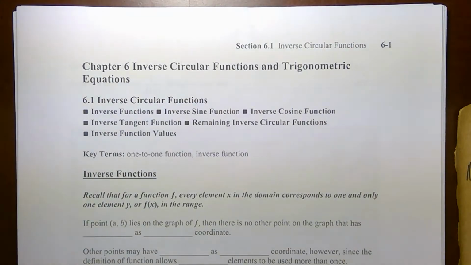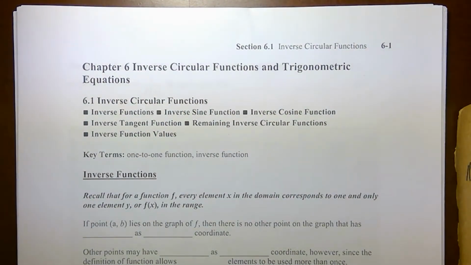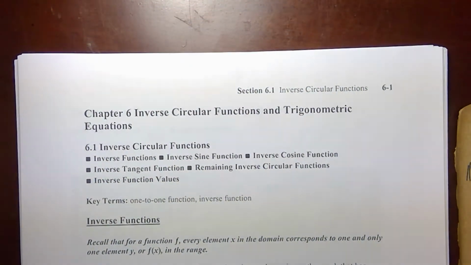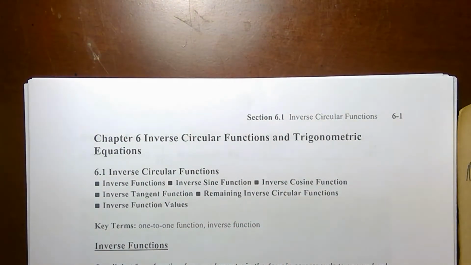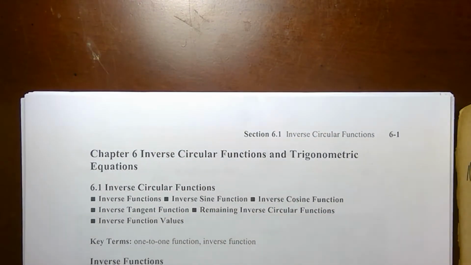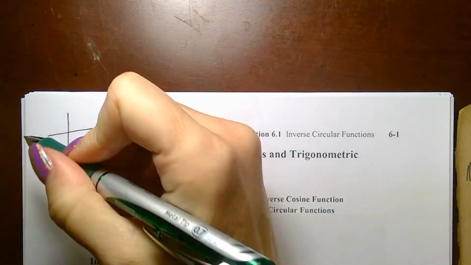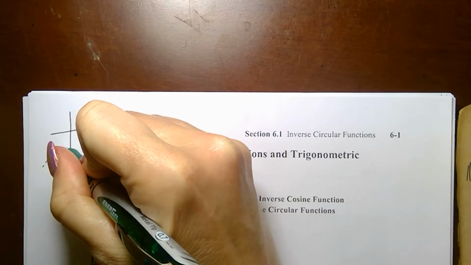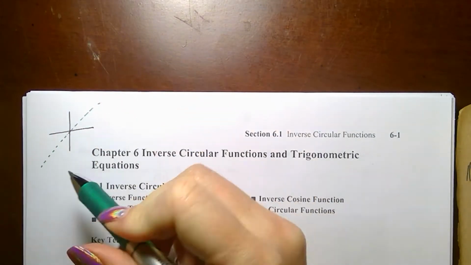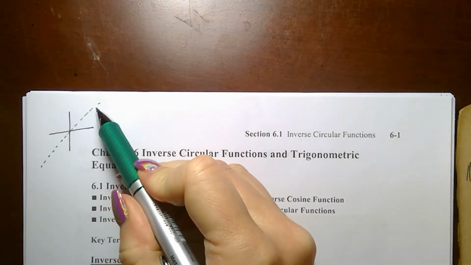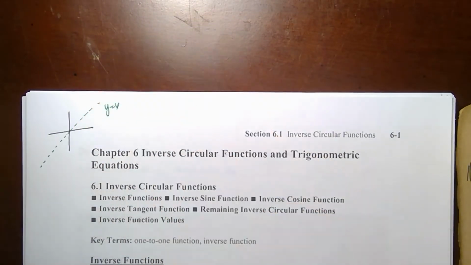As we move into Chapter 6, we're moving away from verifying identities and we're moving into talking about inverse circular functions. Now, hopefully you remember the idea of an inverse function from college algebra. A function and its inverse are going to reflect across the line y equals x. So, for example, if I have a graph here and I graph the line with a positive slope of 1, that diagonal line that goes through the origin, that's my line y equals x.